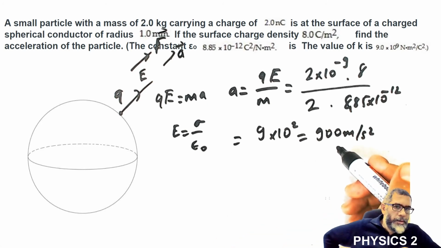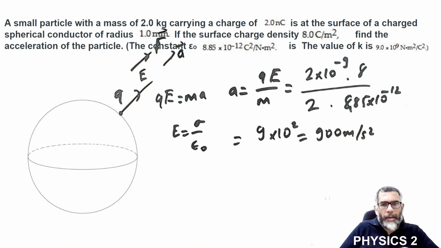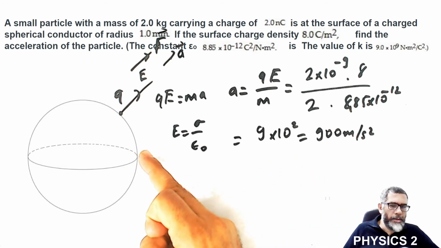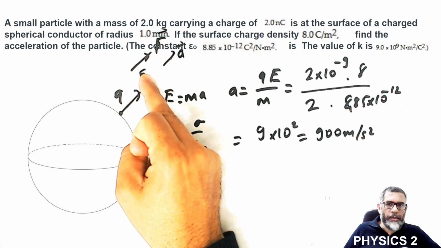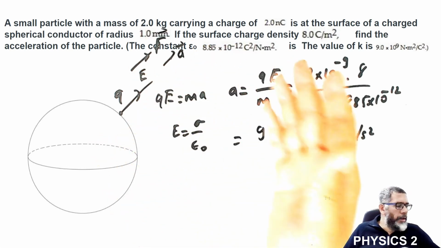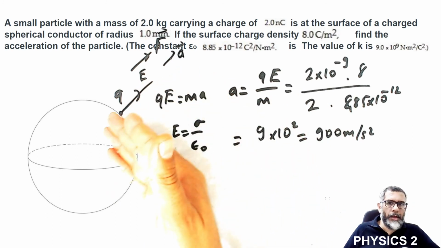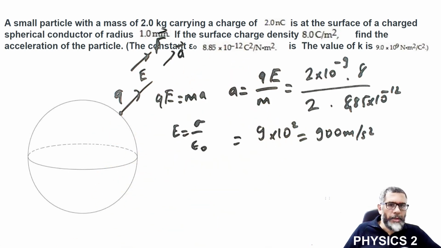So it's a huge acceleration, right? In only 1 second, this particle will get a speed of 900 meter per second. But of course, this acceleration is only at the surface. As the charge moves away from the surface, since the electric field is going to decrease, the force is going to decrease and the acceleration will decrease. The acceleration will not be constant during the motion of the charge. It's going to be decreasing, but it's going to be always in the same direction, radially outward.